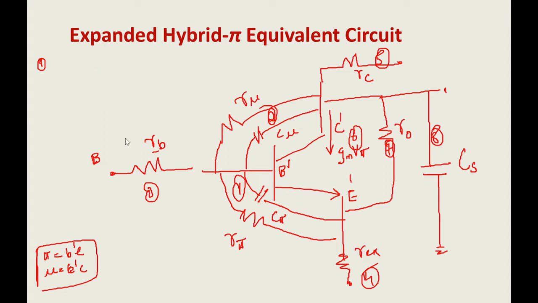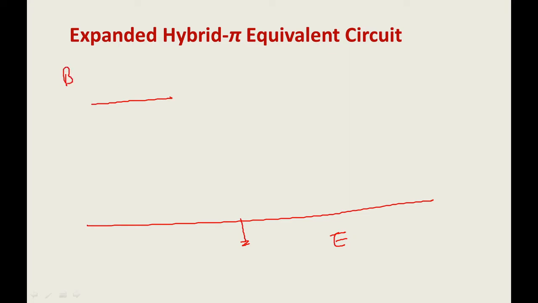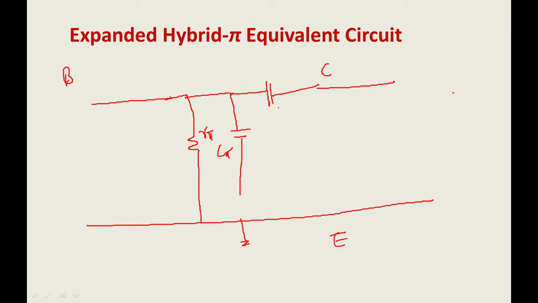So let me erase this. How am I going to draw? It will be very simple. First I will draw, then I will show you the expanded model of your hybrid pi equivalent. First, this is the emitter, this will be the base and this will be the collector. Let me put the forward bias resistance R pi, then the capacitance C pi. Here you have the reverse capacitance C mu, and the reverse resistance R mu. Then you have an internal base resistance RB.